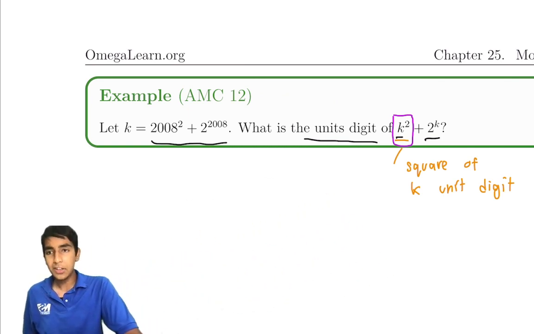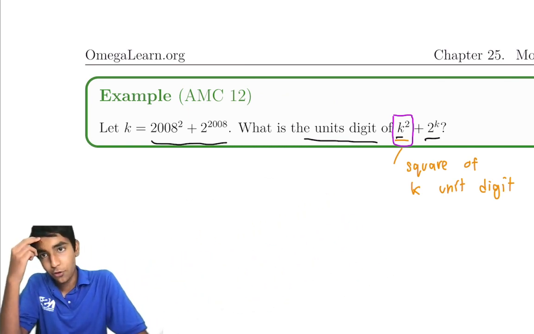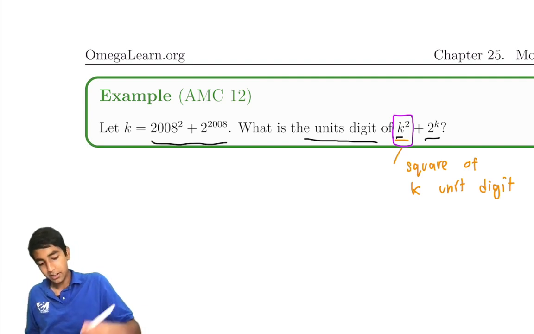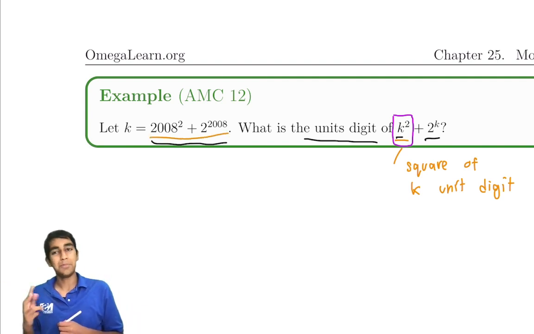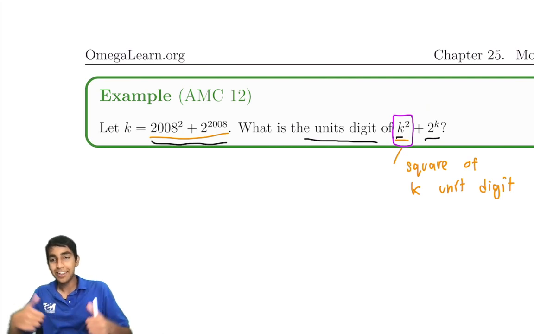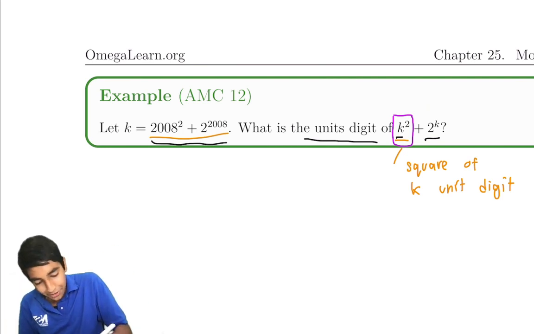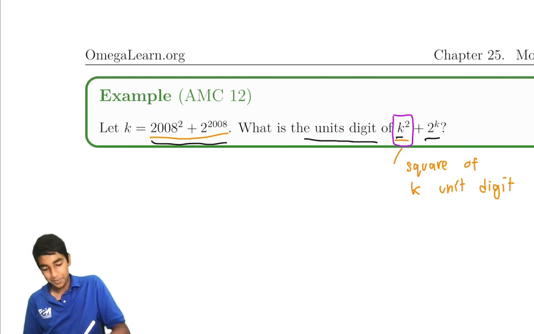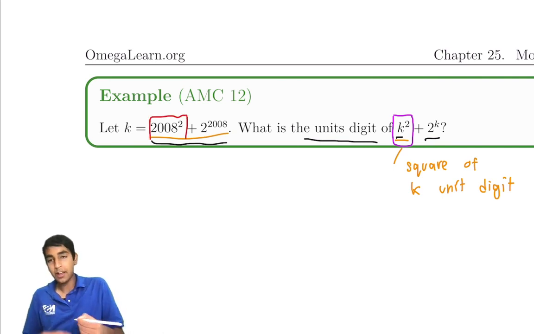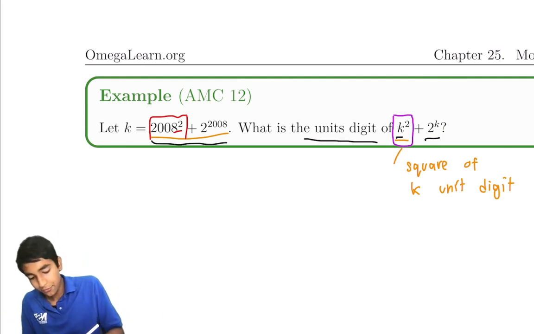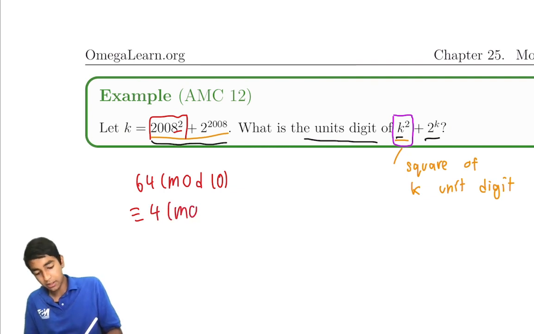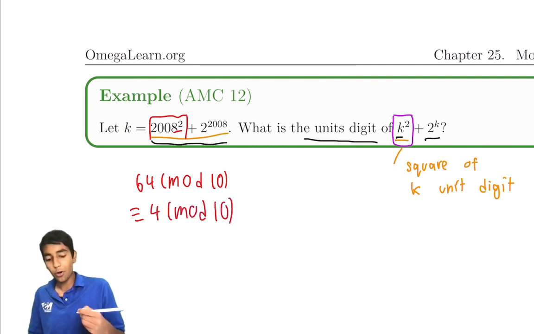So what is the unit digit of k in the first place? Oh no, that's another problem, isn't it? Now we've got another two-step problem, but don't worry. We know modular arithmetic, so it's going to be good to solve. What's the unit digit of 2008 squared? Well, we look at the last digit, because 2008 squared mod 10 is just 8 squared mod 10, which is 64 mod 10. But 64 mod 10 is the same as 4 mod 10. So 2008 squared is 4 mod 10.